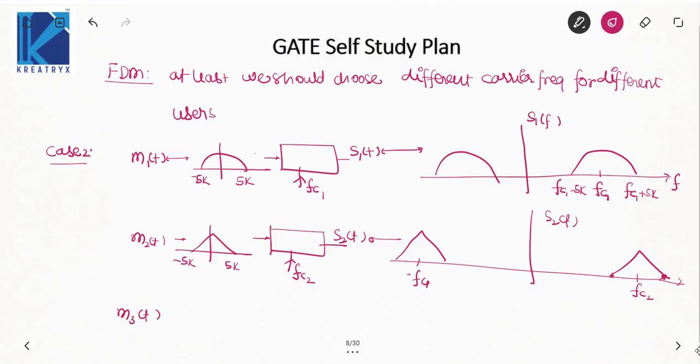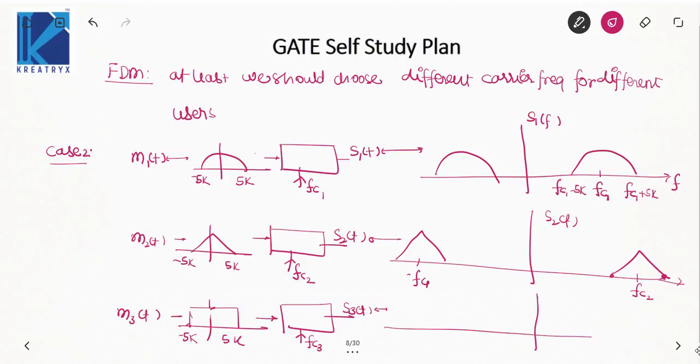Similarly, for M3(t), we can also choose a different carrier frequency. From minus 5K to 5K, when it is passed through the modulator, which is having a different carrier frequency FC3, the output will be S3(t), and the output is shifted version of input signal, and this is shifted at different frequency FC3.